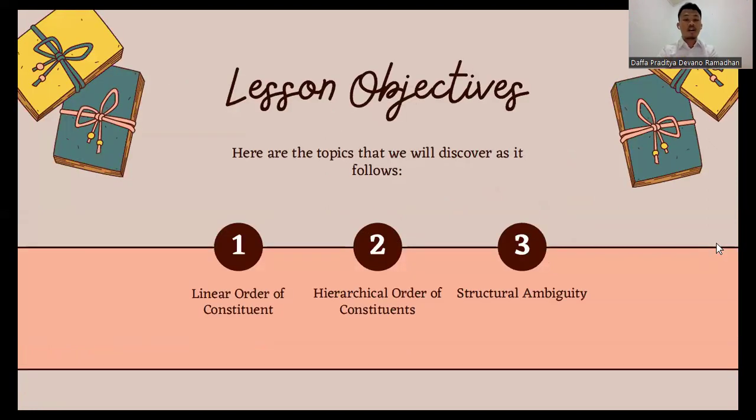So there are three lesson objectives here, and here are the topics that we will discover as follows. The first one is linear order of constituent. The second one is hierarchical order of constituent. And then the last one is about structural ambiguity.